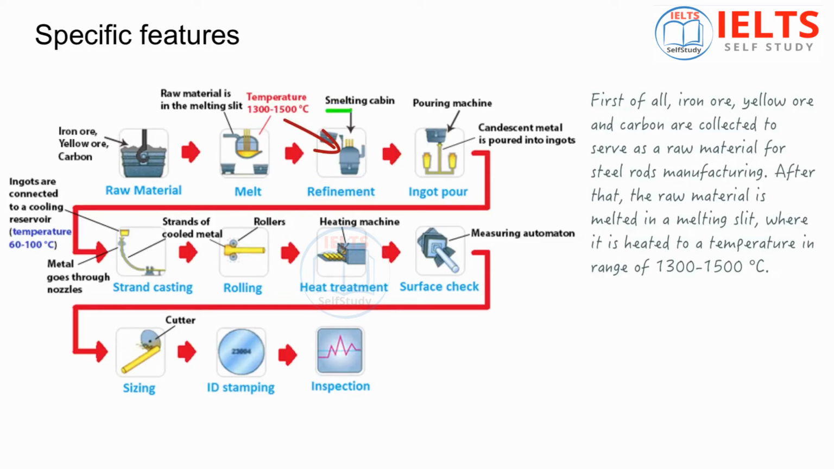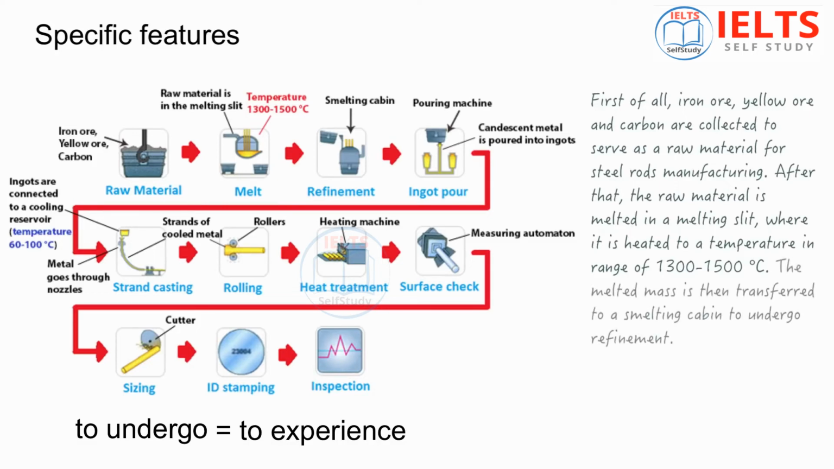The third stage is called refinement, and from the diagram we only know that during this stage the material is put into a container that is called a smelting cabin. We don't know what exactly happens in that smelting cabin, and that's where the verb undergo comes in handy. To undergo means to experience. For instance, you can say, "The material undergoes refinement in a smelting cabin." And this is a very good way to explain a stage that lacks additional information. Here's how I describe this stage. The melted mass is then transferred to a smelting cabin to undergo refinement.